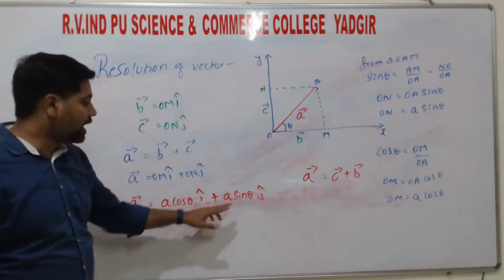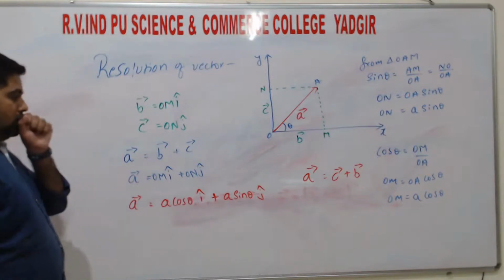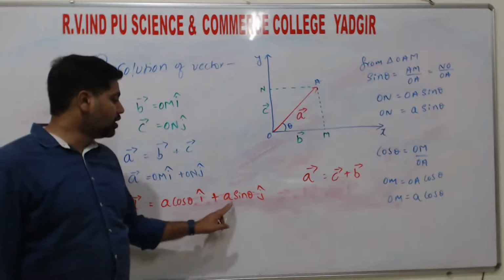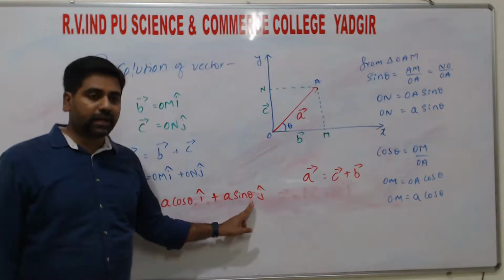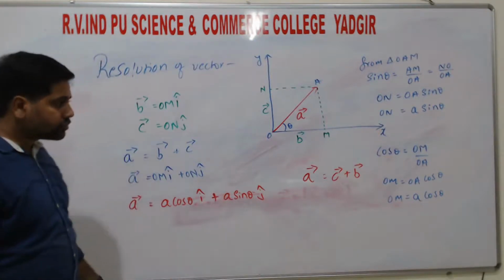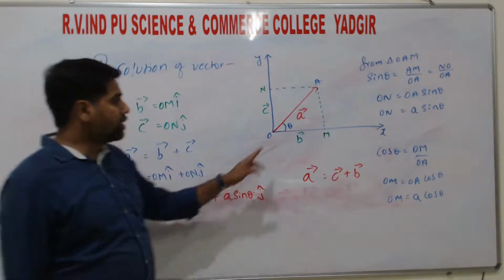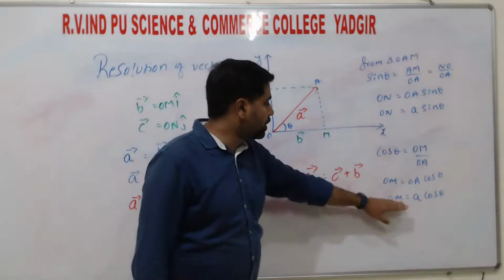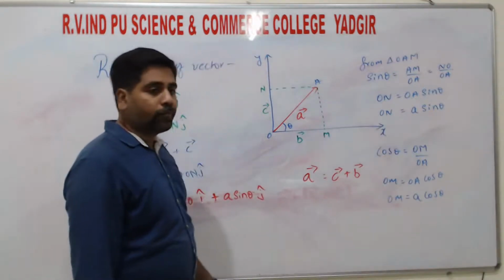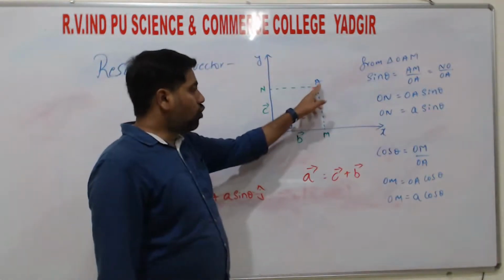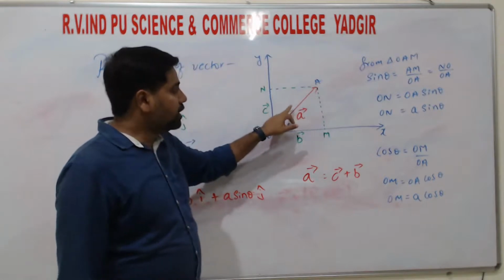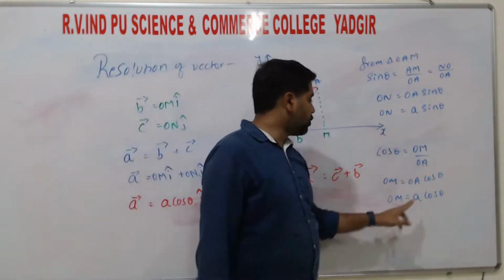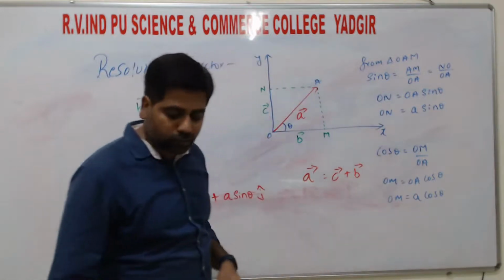So these are called rectangular components, that is A cos theta and A sin theta, right? From here we get the resultant magnitude of these two, ON and OM. So for OA, the magnitude of OA is equal to the square root of ON square plus OM square, right?